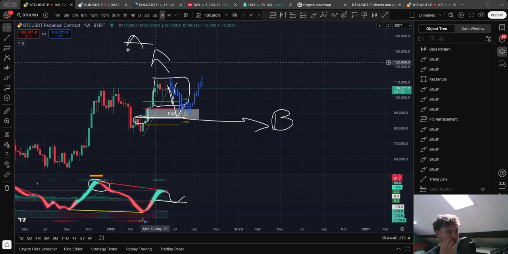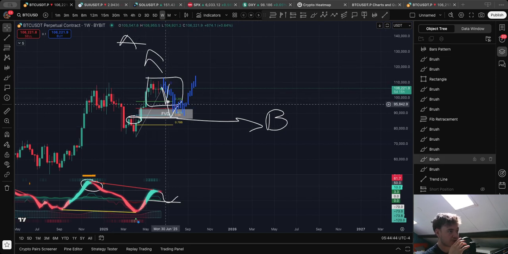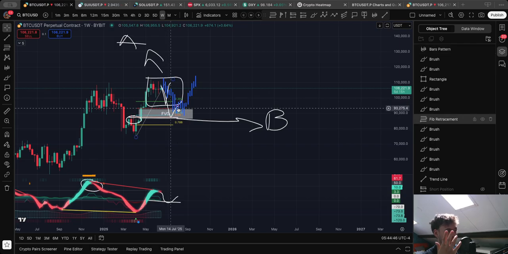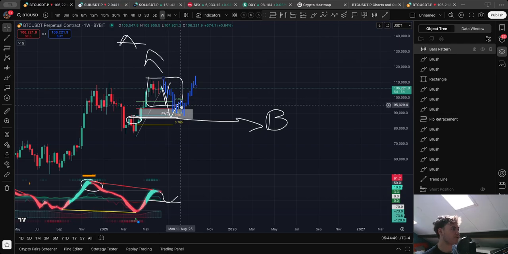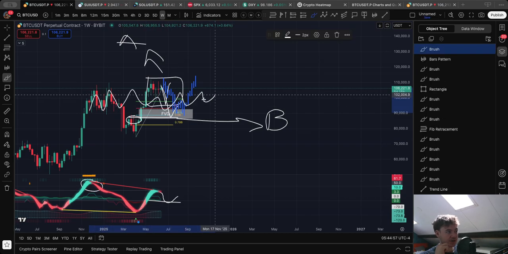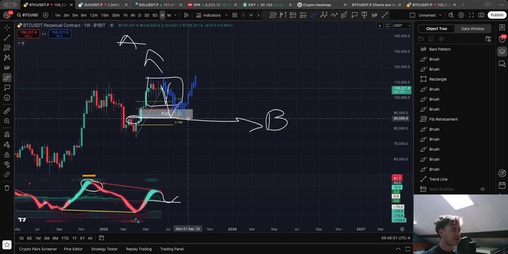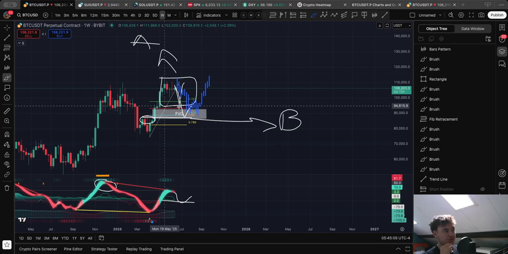Now, scenario A, in my opinion, is more likely to happen. So we'll be ranging right here, which means we are still going lower. We are still going for 95,000. And then we stop, and we remain in this range right here, sort of. Or again, we can go lower to 86, right? So these are the two scenarios.